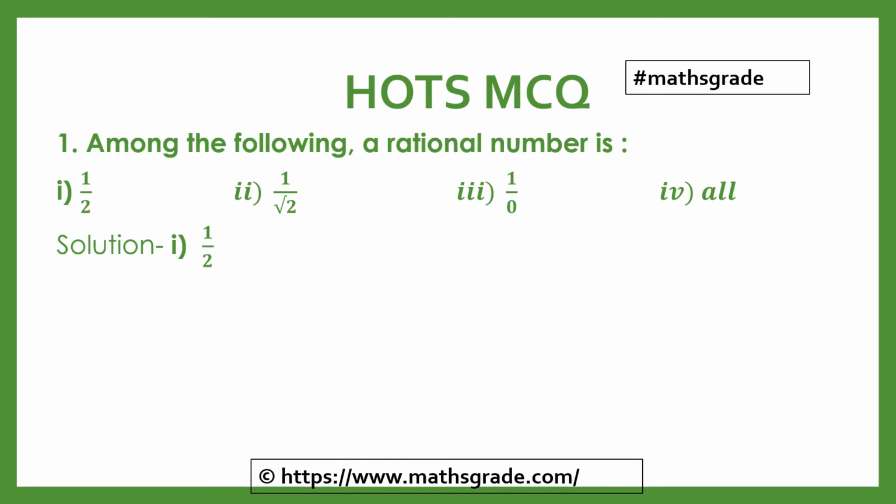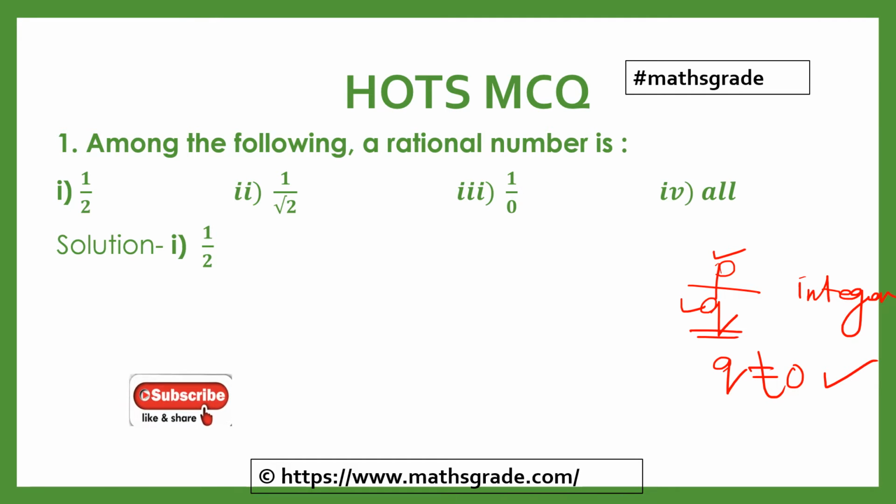A rational number is of the form P divided by Q, where P and Q are integers and the denominator Q is not equal to 0. This is the rational number.